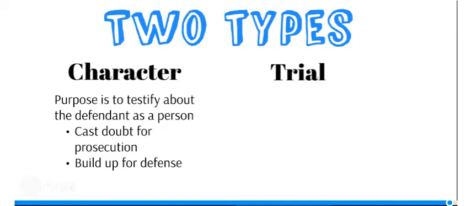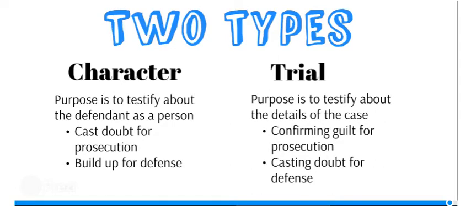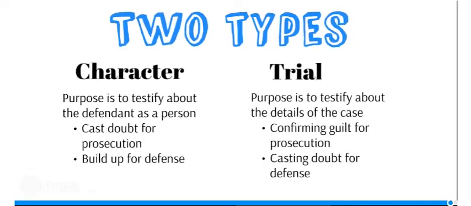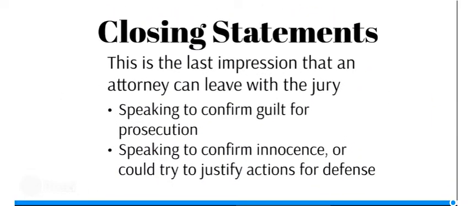All right, a trial witness is someone who can testify as to who, what, when, where, why, how about the case. They can either confirm or deny some sort of detail of the case. All right, and their goal, if they're on the prosecution side or on offense, is to confirm guilt of the defendant. And then if they're on the defense's side, they're casting doubt on whether or not this person could have done so.